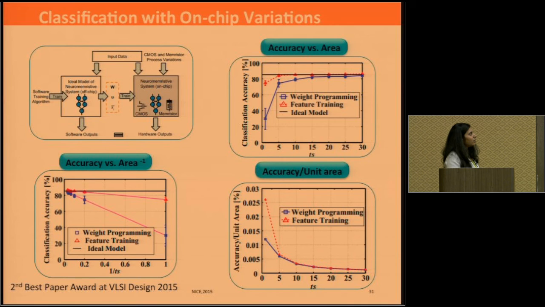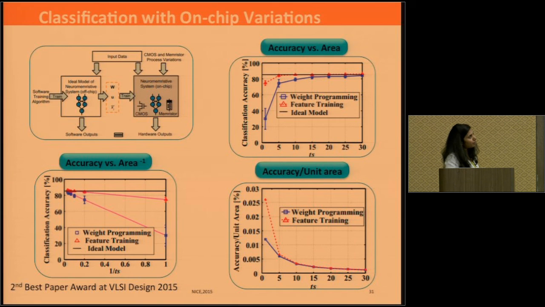So in this case, we transferred the features like the weight and the state, and then we use the on-chip variations for both CMOS and memristors that feed into the system because it's an on-chip learning system. So this model has given us pretty good accuracies. I show here two different kinds of parameters that are transferred from off-chip to on-chip. One is the weight programming and the other is feature training. In the weight programming, there is no hardware training involved, whereas in the feature training, we do hardware training.